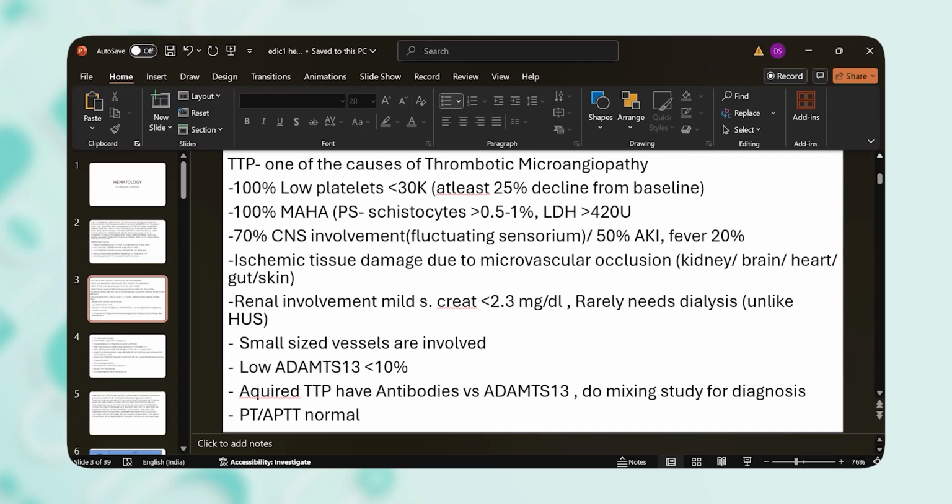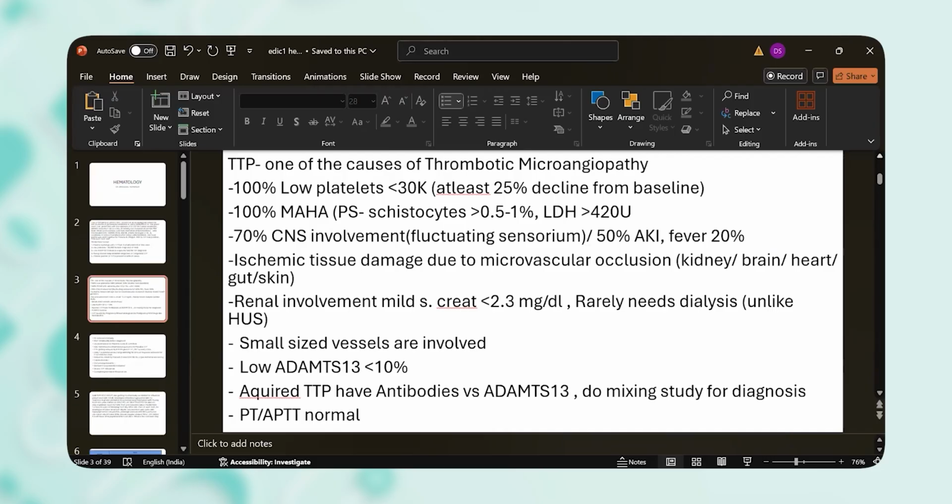Patients will have thrombocytopenia. Despite that, patients will be thrombotic. So there are very few conditions where, despite thrombocytopenia, the patient will be thrombotic. And most of these thrombotic microangiopathies cover those conditions. TTP HUS is one of those. Another is HIT, where platelets will be low.